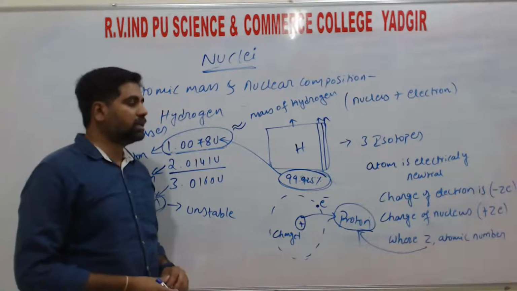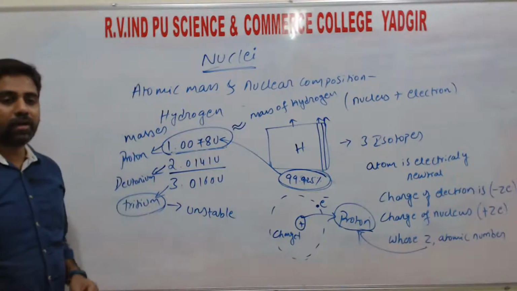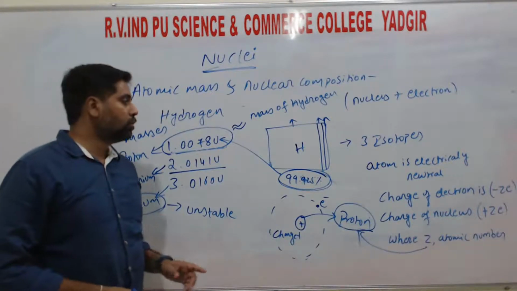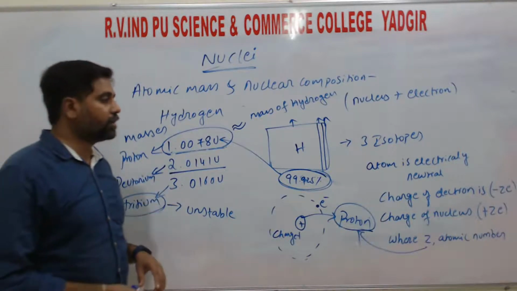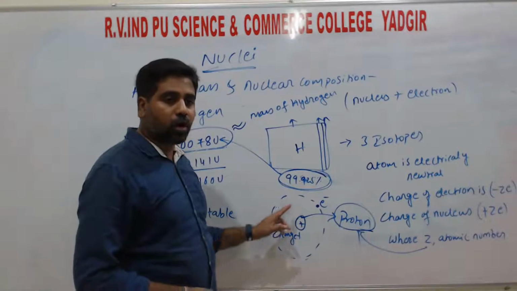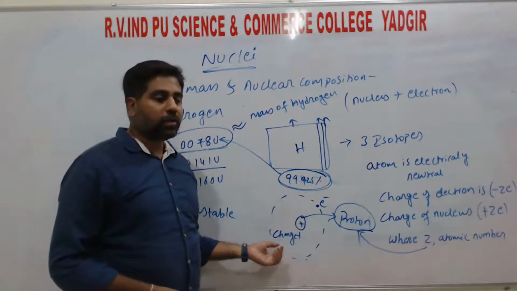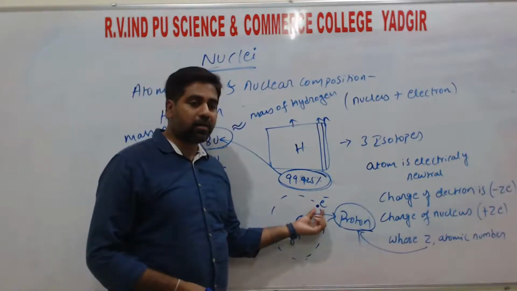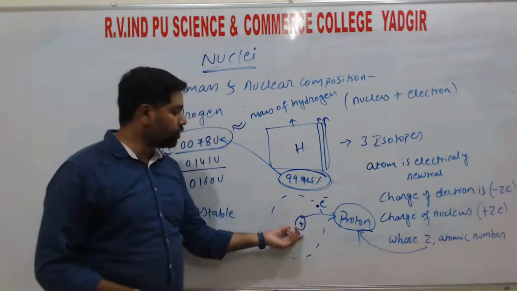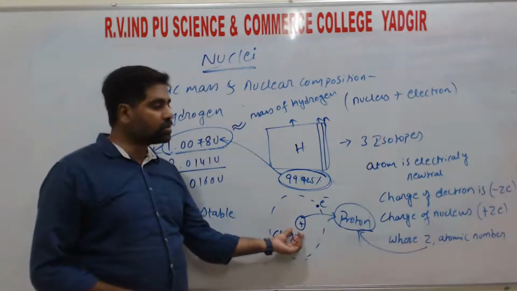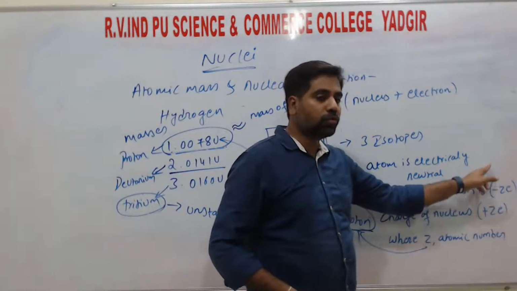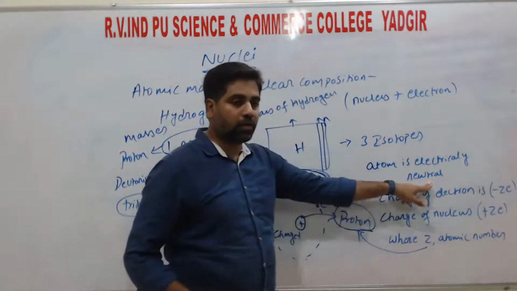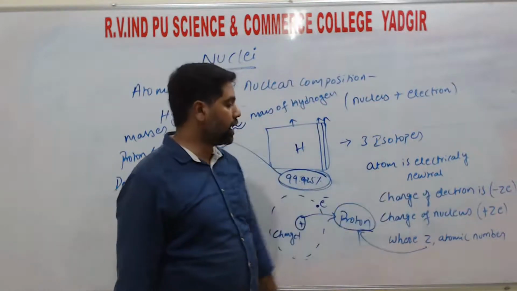We have discussed two examples, chlorine and hydrogen. In hydrogen we have three isotopes, and as already discussed, the atom is electrically neutral. We take the charge of the electrons as minus Ze, where Z is the atomic number. To balance that, we take the charge of the nucleus as plus Ze. So plus Ze minus Ze gives 0, which means the atom is neutral.